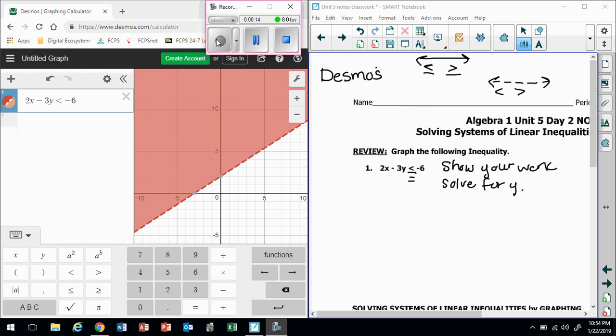Oops, let me get my pad. So you're going to need to go to Desmos. I wrote it right here for you. Okay, so make sure that you have Desmos. You probably want to do a split screen, just kind of like how I have a split screen.